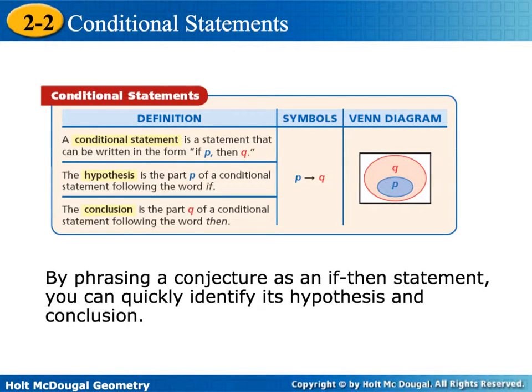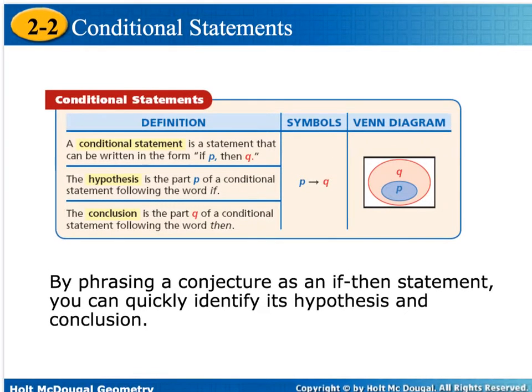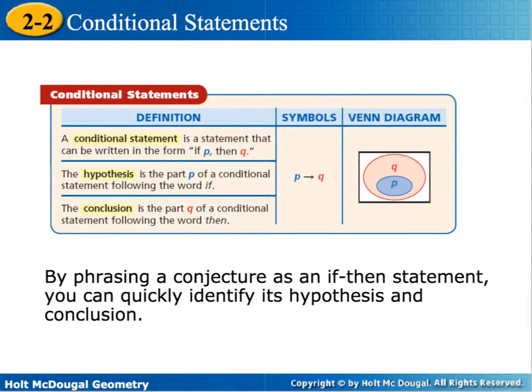A conditional is kind of like a cause and effect. If this happens, then this will happen. That's what this is. So for a conditional, go ahead and write this table down. A conditional statement is a statement that can be written in the form if P, then Q. P is something that may happen, then Q is something that will happen. Like if it rains, then I will go inside.